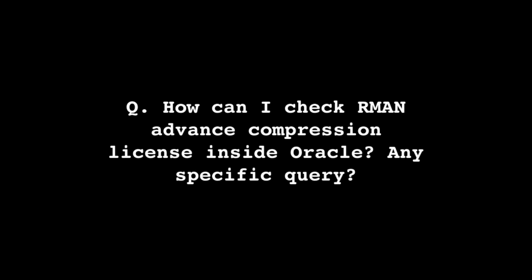How can I check RMAN Advanced Compression License inside Oracle? Any specific query? Guys, for the advanced RMAN compression levels, it's really hard to figure out because it's completely separate, and you cannot actually get those details by running a query inside the database. The only way to figure out whether you have the advanced compression license or not is by talking to the Oracle account holder or the account manager.